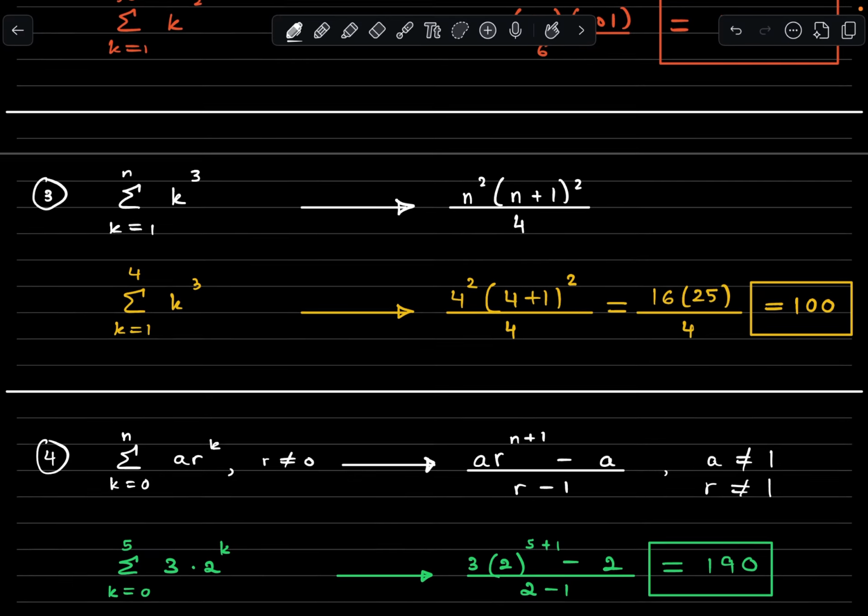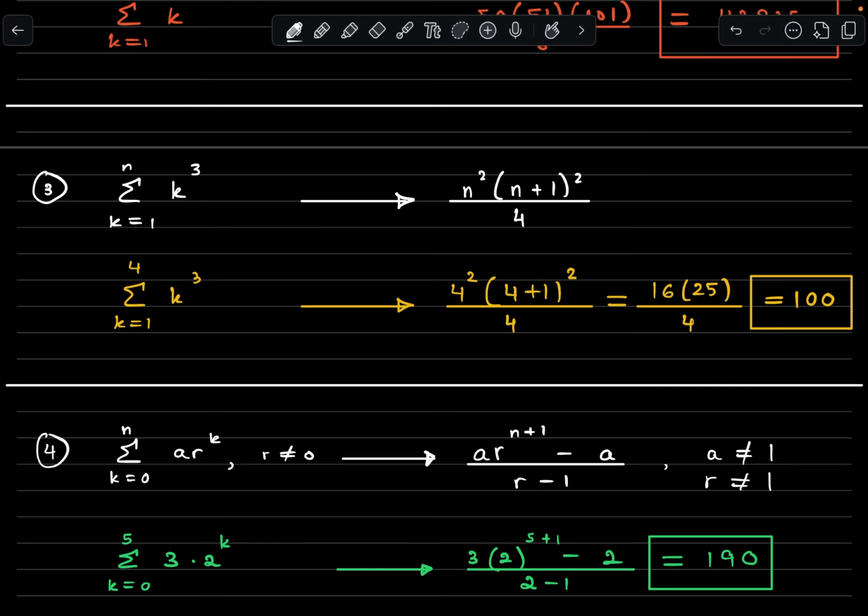All right, so let's see a quick example. We've got the sum from k equals 0 to 5 of 3 times 2, so 2 is r, a is 3 here, raised to the k power. And then this is going to be, right, we just plug in the values as we have them, and that sum will come out to 190.